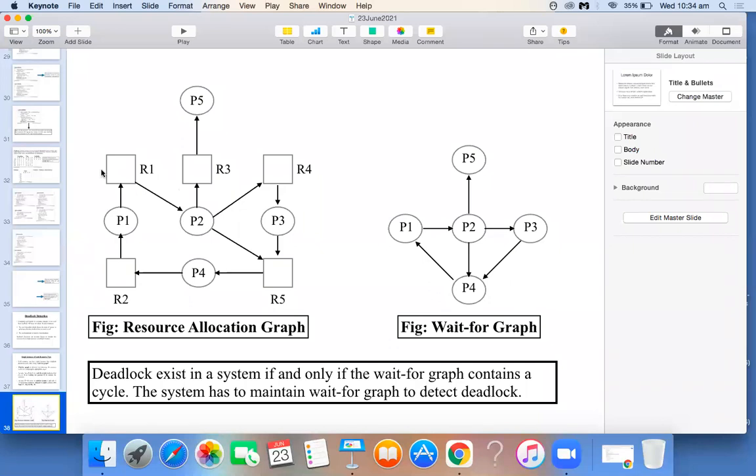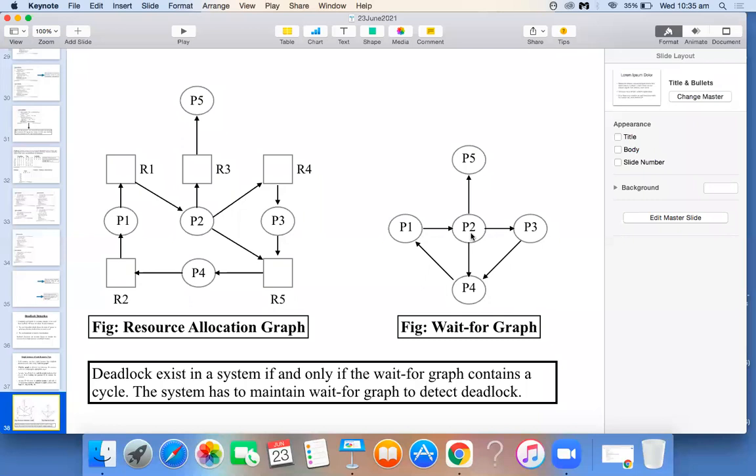How will your edge be converted now? If I remove R1 from the resource allocation graph, then this edge P1 to R1, R1 to P2 can be written as what? P1 to P2. Correct. You can see that in the right part of your diagram.